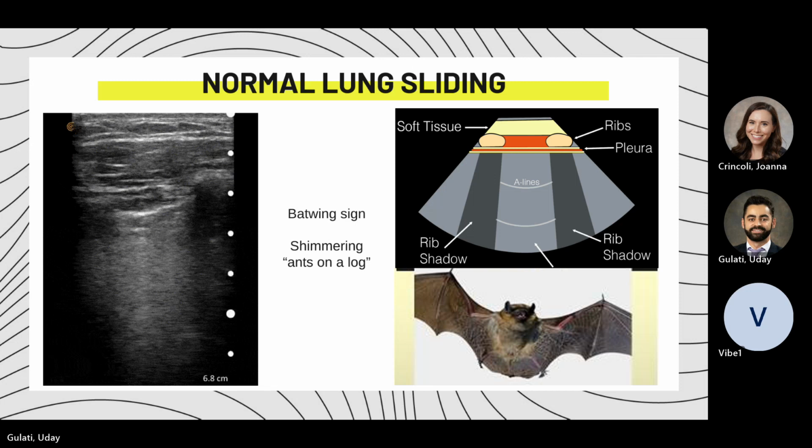And then what you're really looking for is that hyperechoic shimmering line under the subcutaneous tissue. So this is your subcutaneous tissue, and this right here is that hyperechoic shimmering line, which is your lung sliding between your parietal and your visceral pleura. That shimmering is normal. Once again, there's your parietal pleura, and there's your visceral pleura. And those 2 things, as the patient is taking a breath, are sliding against each other, and you get this shimmering, or some people call it the ants on a log sign.